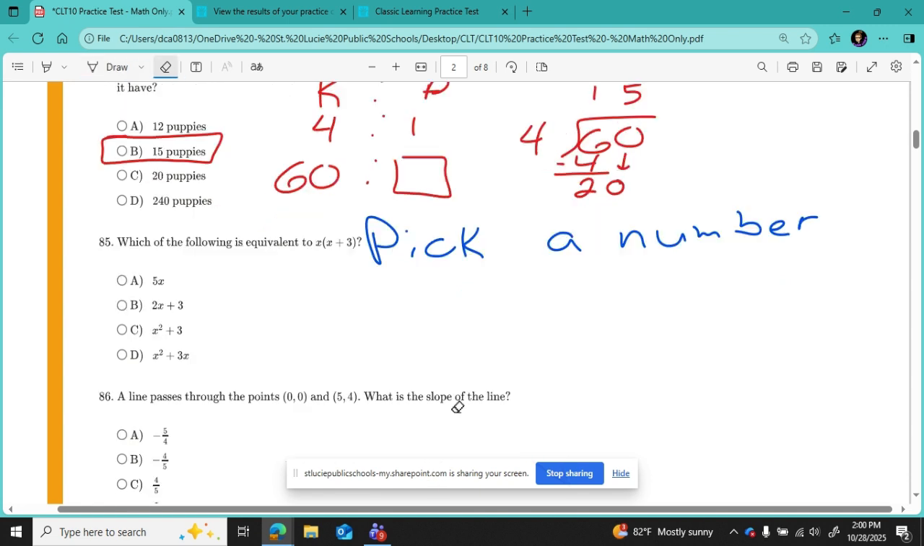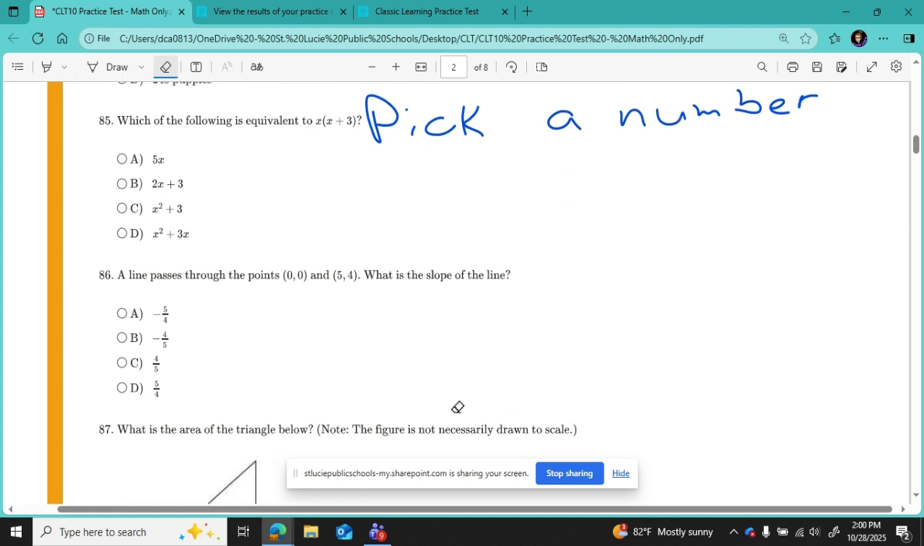And then on the next question, number 85, you can see I wrote "pick a number" to remind myself to use the pick a number strategy to solve the question. So looking at this, x times (x plus 3), you may look at this right away and say, oh, that's the distributive property. X times x is x squared, and x times 3 is 3x with a plus sign in the middle. Our correct answer is x squared plus 3x. Answer choice D.